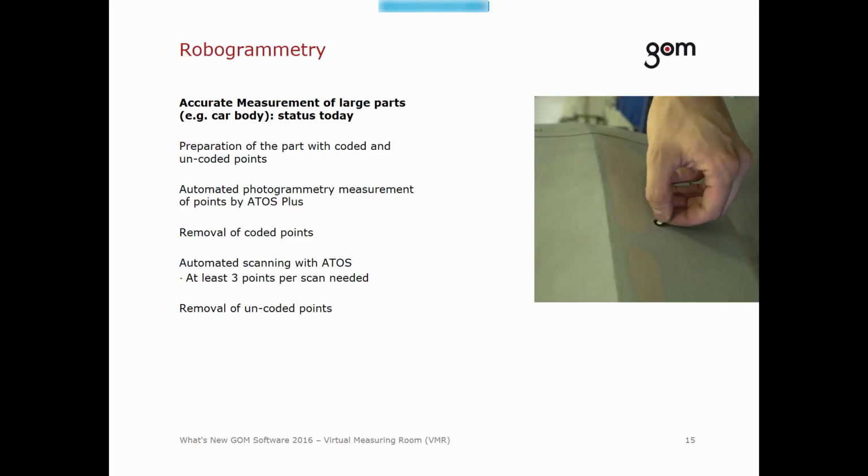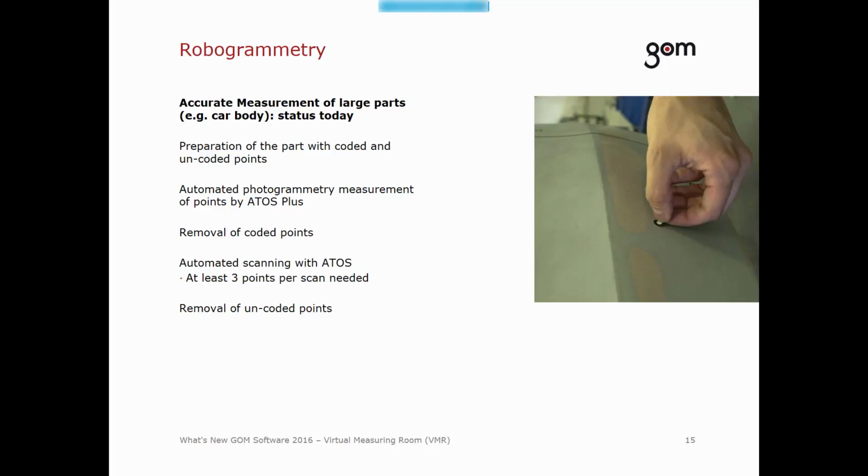Until today, to accurately measure large parts, the part needs to be prepared with a lot of coded and uncoded points. This takes a long time because every single marker has to be applied manually. The next step is to teach a photogrammetry series and execute it. The ATOS Plus camera, integrated in the ATOS sensor, will measure all points automatically. After the photogrammetry, all coded points need to be removed before scanning.